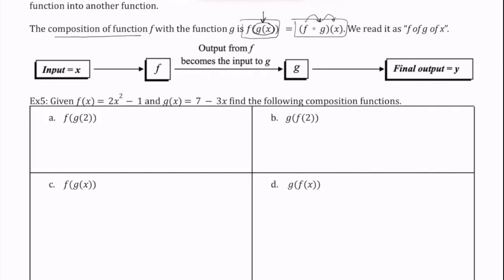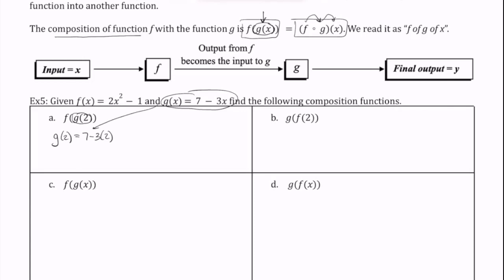So f of g of x really just means I'm going to first find g of 2, and then take that answer and put it into my function f of x. So what's g of 2? G of 2 is 7 minus 3 times 2. All right, so here's my g of x function.